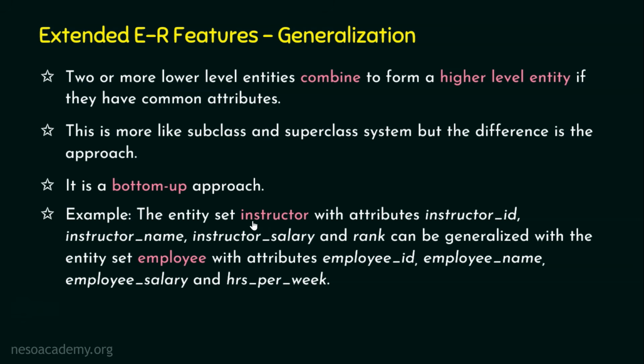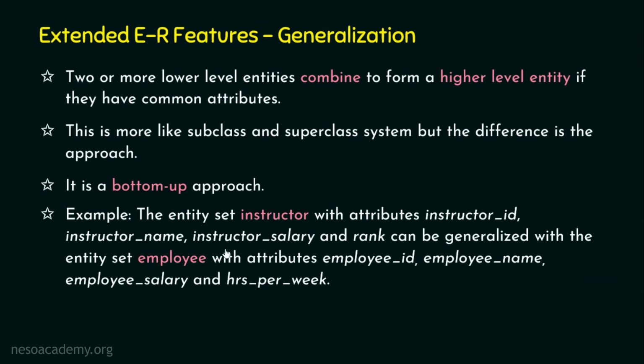So we are trying to group instructor and employee, which has features such as instructor ID, instructor name, instructor salary, rank in the instructor entity, with the employee entity, which is having the attributes employee ID, employee name, employee salary, and hours per week. So somehow we are finding the commonality and we are trying to group it so that more lower level entities can combine to form a higher level entity in a generalized way. This is what we call as generalization.